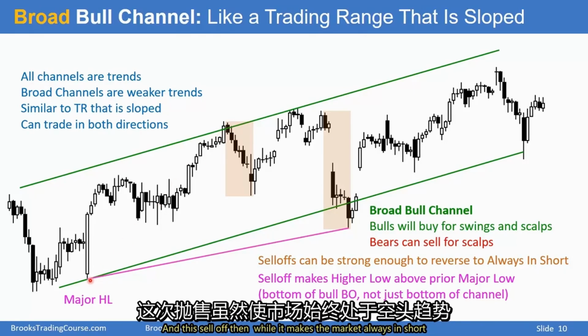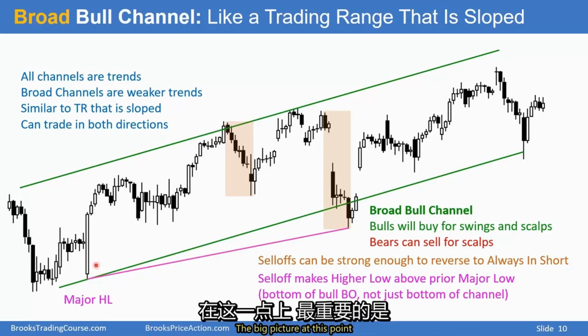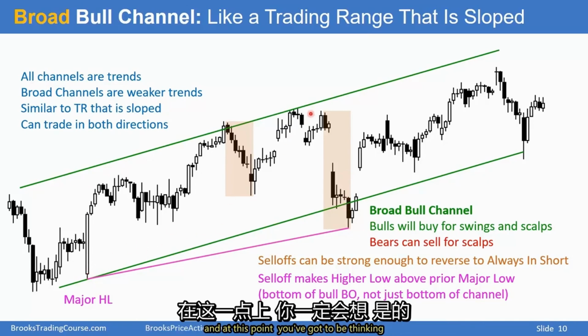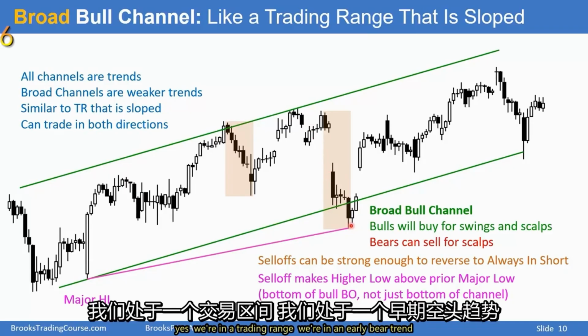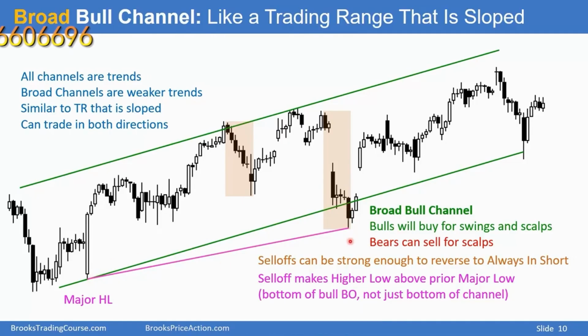And this sell-off then, while it makes the market always in short, at least temporarily, it still does not convert the market into a bear trend yet. We're still above this higher low. The big picture at this point is we're still forming a potential higher low after a higher high. And at this point, you've got to be thinking, yes, we're in a trading range. We're in an early bear trend, but the bull channel still is alive.